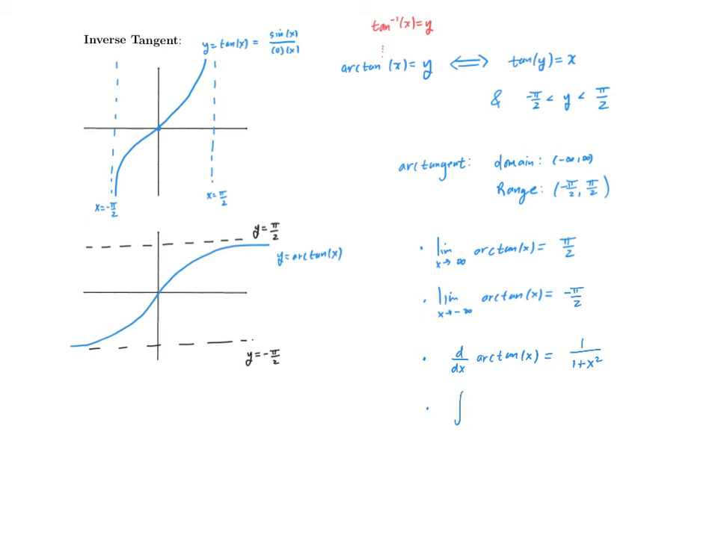And a very nice corresponding indefinite integral would be that the antiderivative of 1 over 1 plus x squared is equal to the arctangent plus c. Certainly formulas that we need to know and be familiar with.